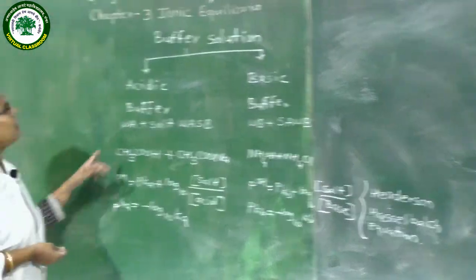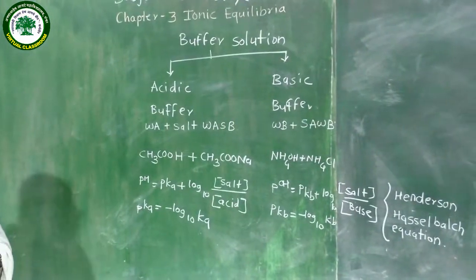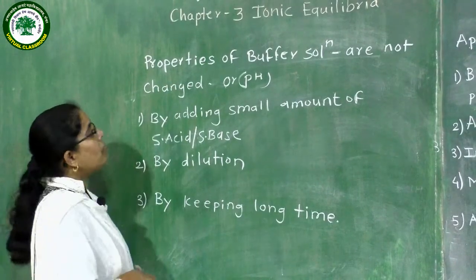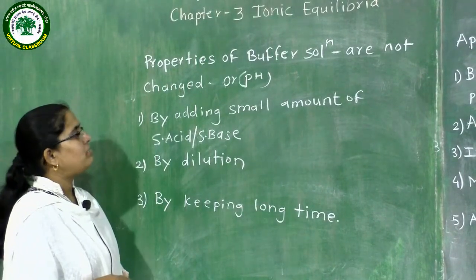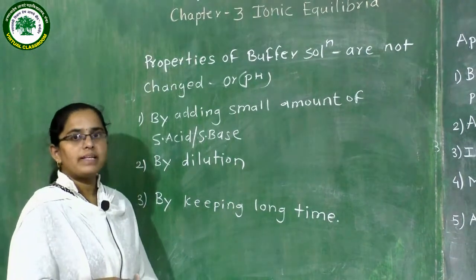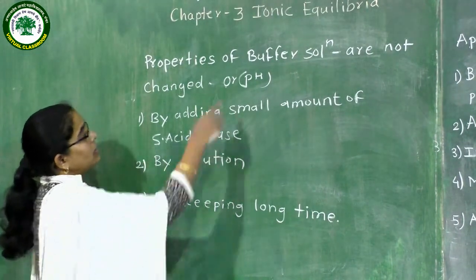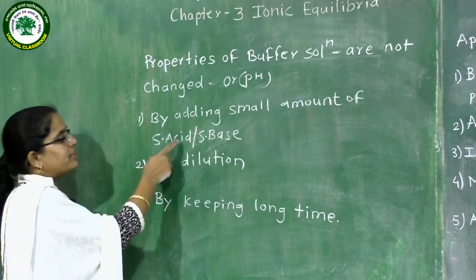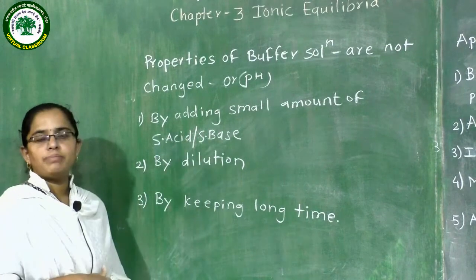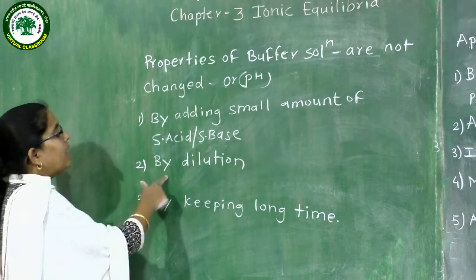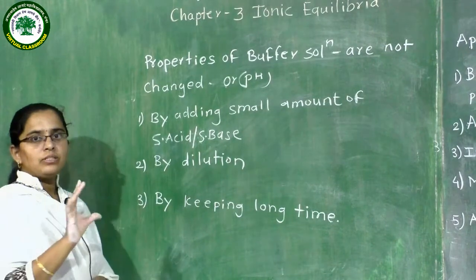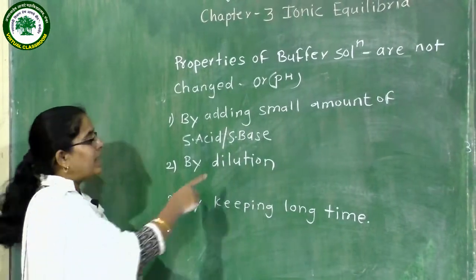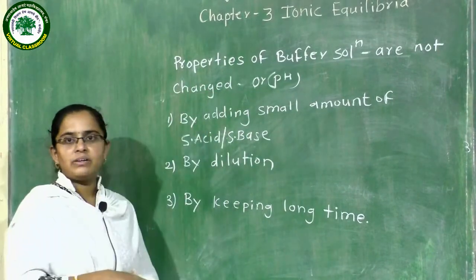Now what are the properties of buffer solution? The properties of a buffer solution are not changed by the addition of a small amount of acid or a small amount of base, meaning the pH of the buffer is not changed. By adding a small amount of strong acid or strong base, the pH of the buffer solution is not changed. Or by dilution, meaning the pH of a 10 ml solution and a 100 ml solution are the same. By dilution, the pH of a buffer solution is not changed.